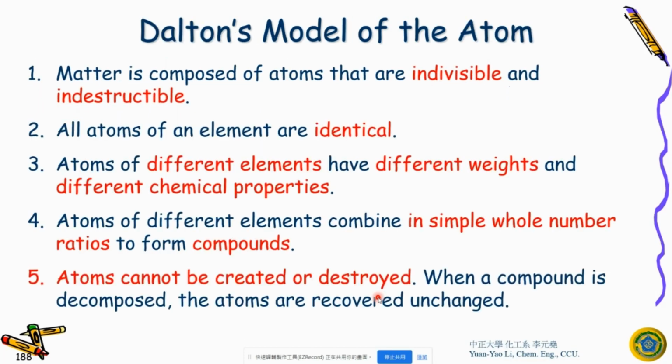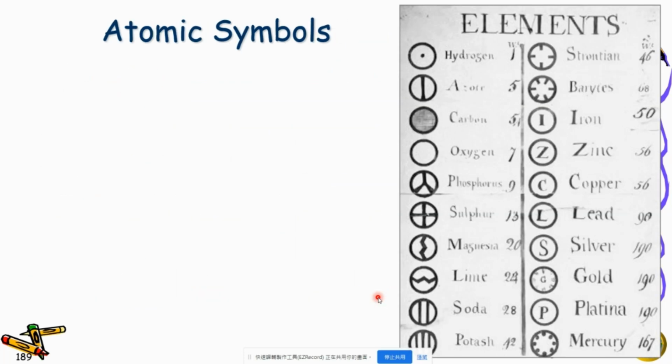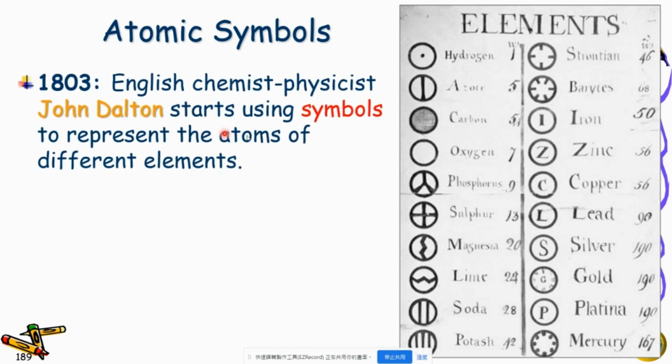And there are 5 descriptions of the Dalton model, and I have explained this for you before. So Dalton not only defined the atoms, but he also drew the atomic symbols. For example, he used symbols to represent elements.